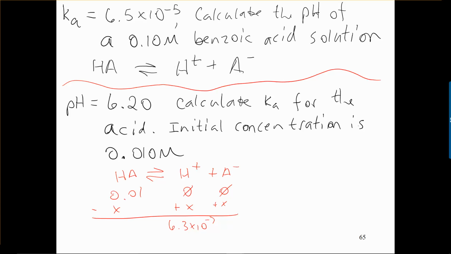Okay? So that means I know what x is. X is 6.3 times 10 to the negative 7. So I can replace all these with 6.3 times 10 to the negative 7. And this is minus 6.3 times 10 to the negative 7. Where is that coming from? 10 to the negative 6.2 is the anti-log of the pH, which gives me the H plus ion concentration.